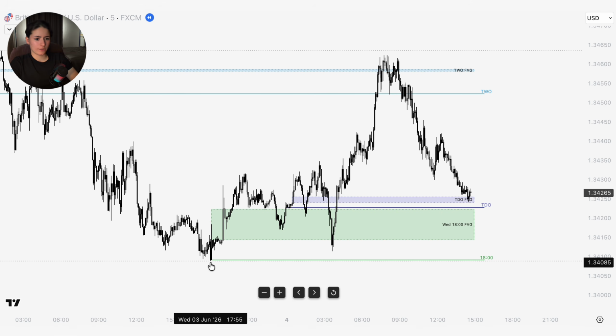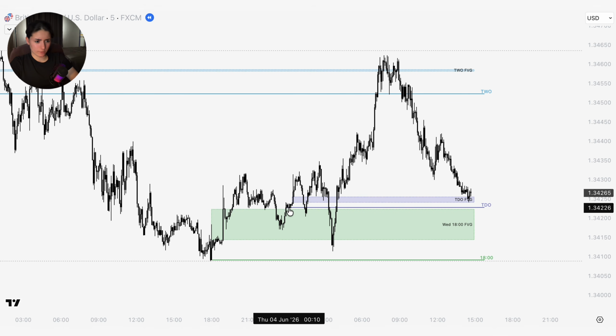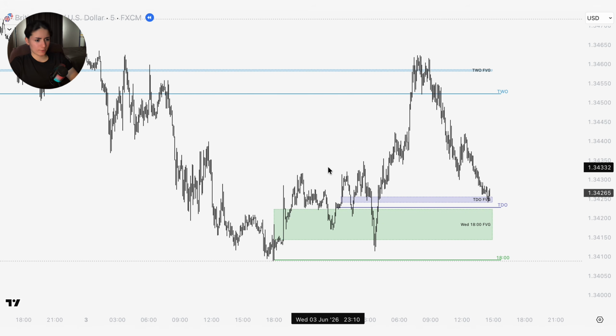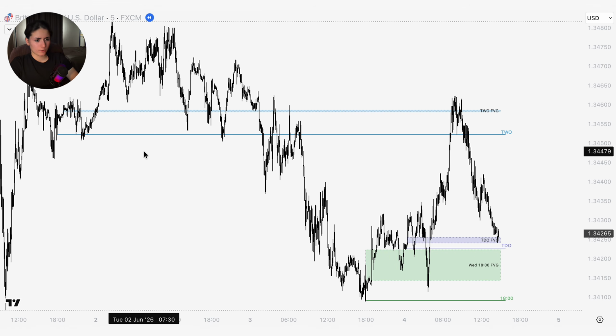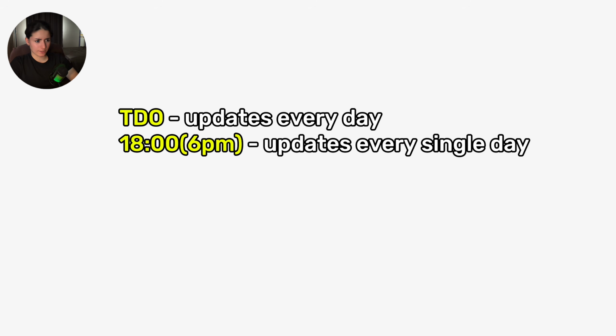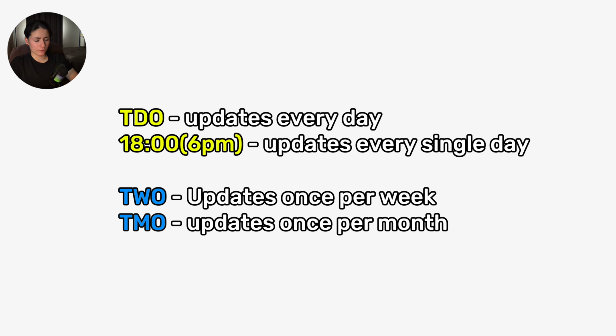Both true day open and the 6 p.m. level are daily levels. They only work for the specific day. Once the day is over, those lines are done, and we refresh them for the next day. On the other hand, true weekly open is different. We only mark the true weekly open once a week, on Monday at 6 p.m. And we keep that exact same line for the entire week. So remember, true day open and 6 p.m. change every single day. True weekly open stays the same all week. Now that you know all of these 4 levels, let's jump into TradingView and backtest it.